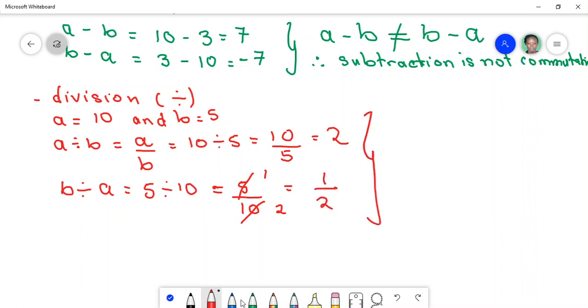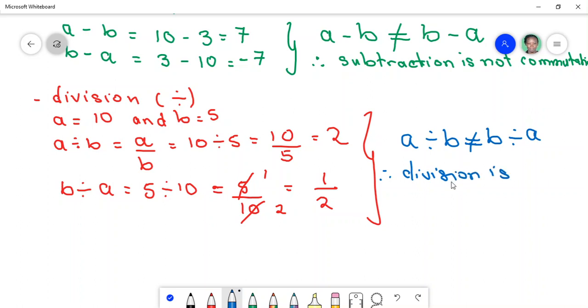So then from here, you realize that A divided by B is not equal to B divided by A. So not equal. Therefore, division is not commutative. It goes on and on.